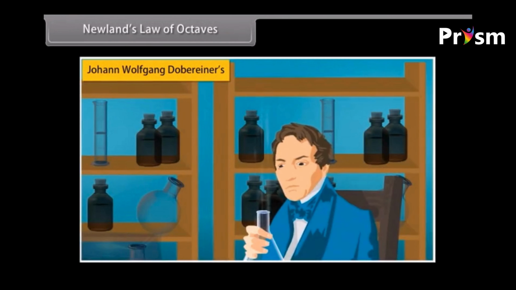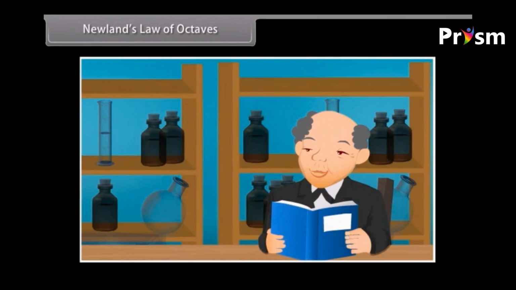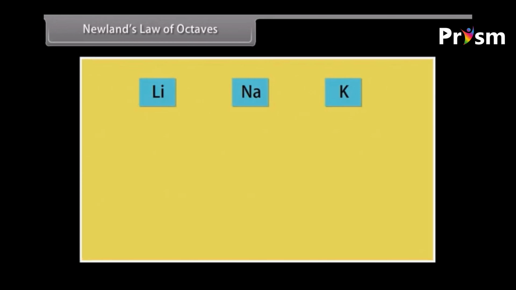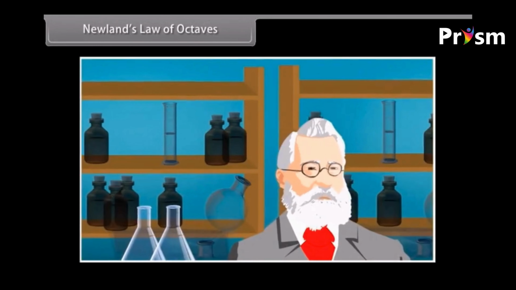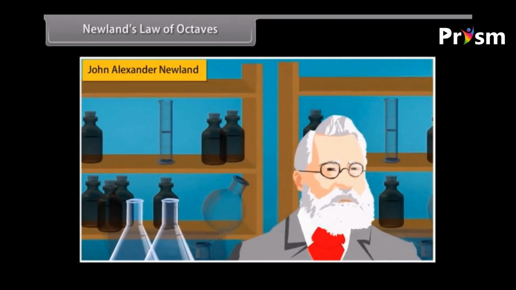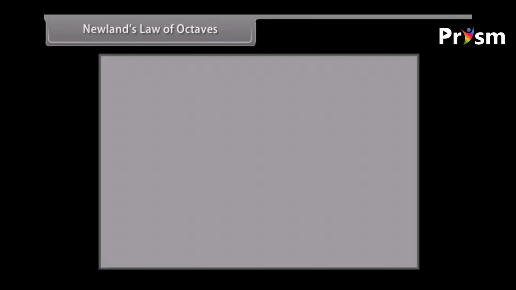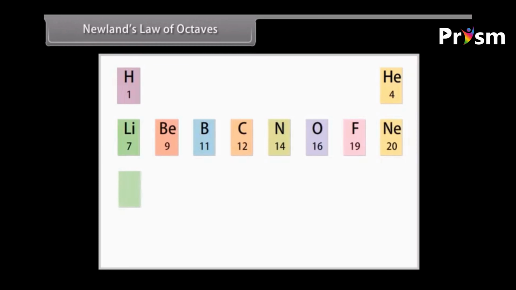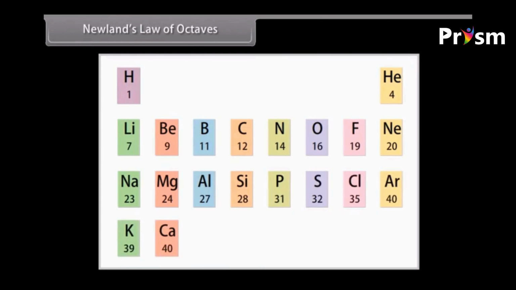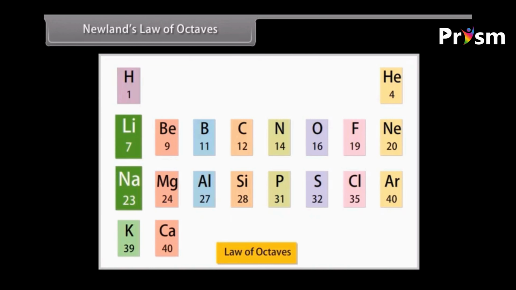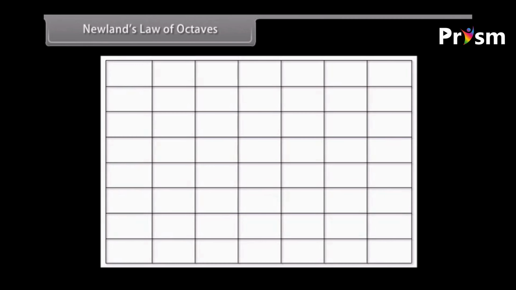Newlands' Law of Octaves. Döbereiner's research simultaneously encouraged other scientists to start classifying elements. The triads were not useful as they could classify only 3 elements at a time. In 1864, John Alexander Newlands, an English chemist, discovered that when elements are arranged in the increasing order of their atomic masses, atomic weight, every 8th element had properties similar to the first element. This is called the law of octaves. However, all elements could be arranged in this order only till calcium, even though there were more than 60 elements available at that time.